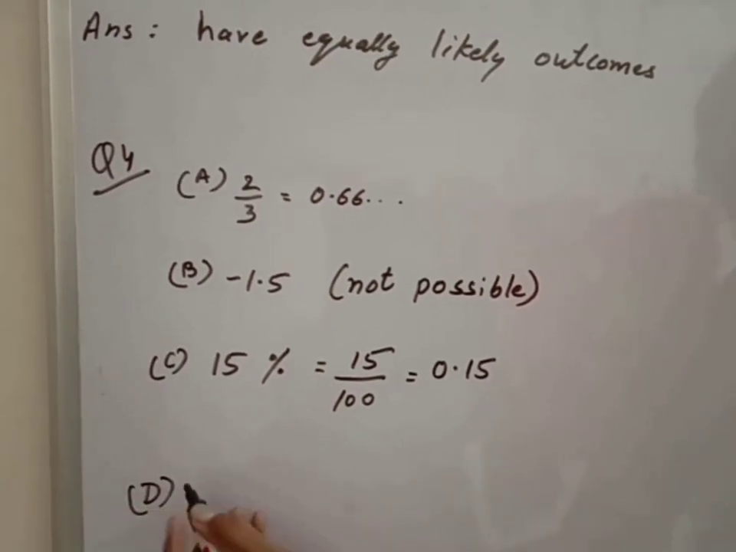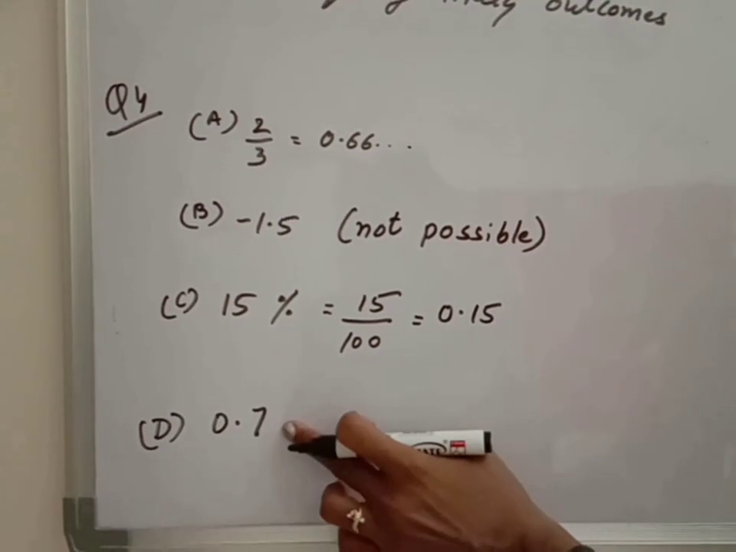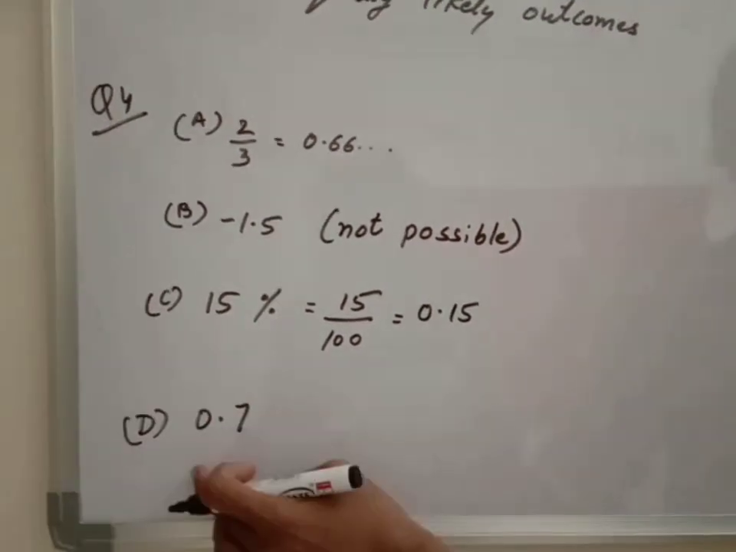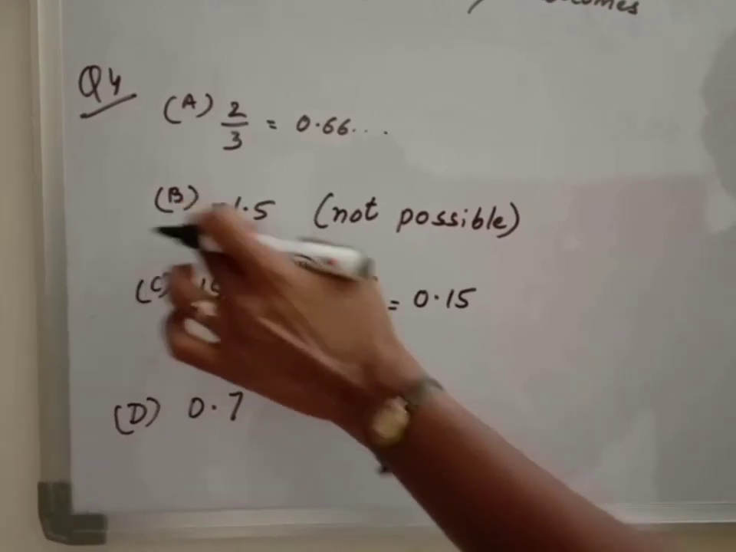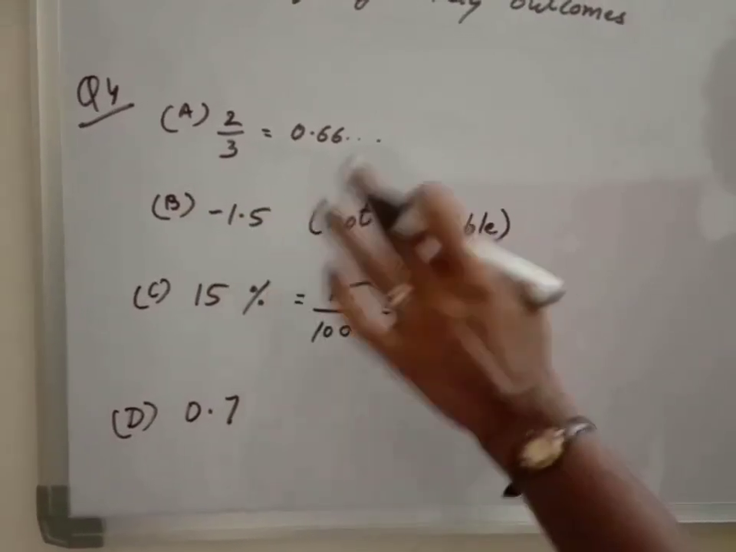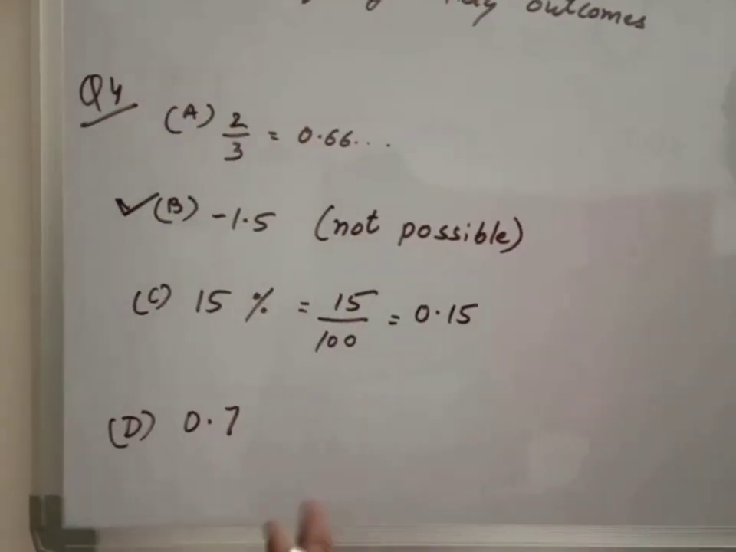And the D option is 0.7. So this is also possible, because it is also less than 1 and can be the probability of an event. So the correct answer is B. Minus 1.5 is not possible. So it is the answer of question number 4.